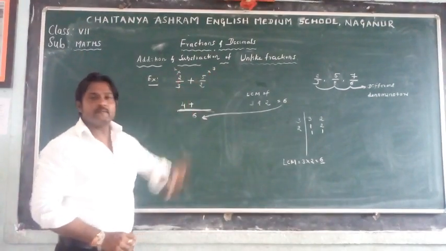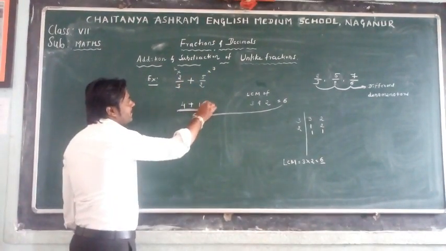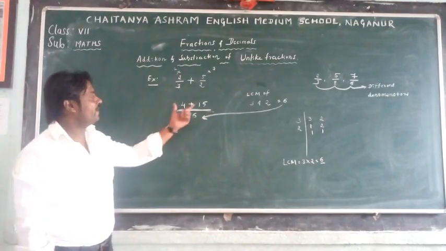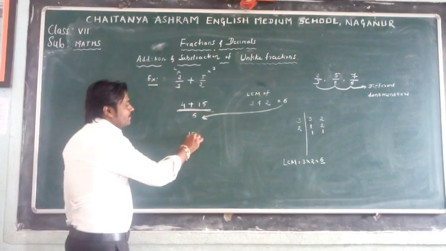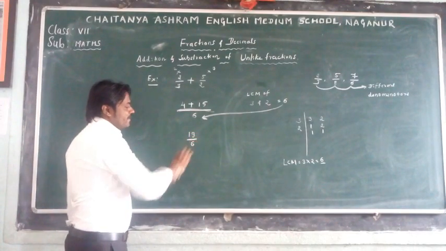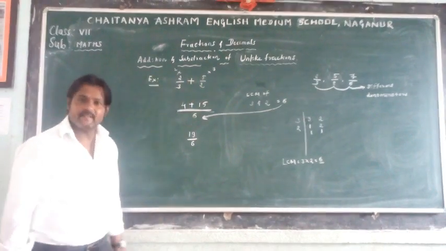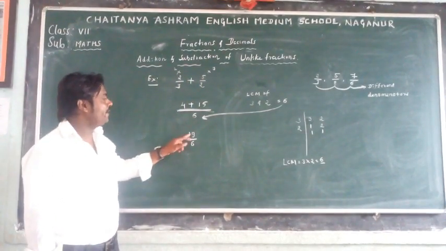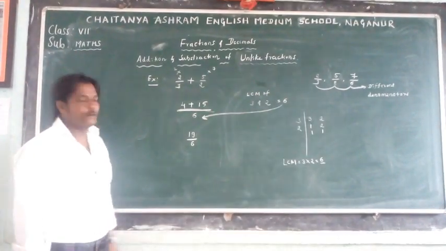3 into 5, 3 fives are 15. Very good. 15. Then find the sum of 4 and 15. What is the sum? 19 divided by 6. So the sum of these two fractions is 19 by 6. Dear children, here what did we do?